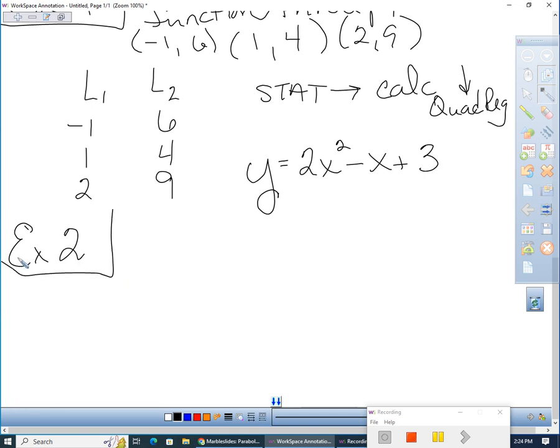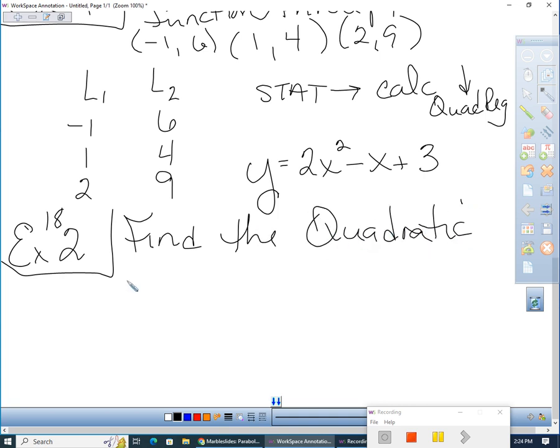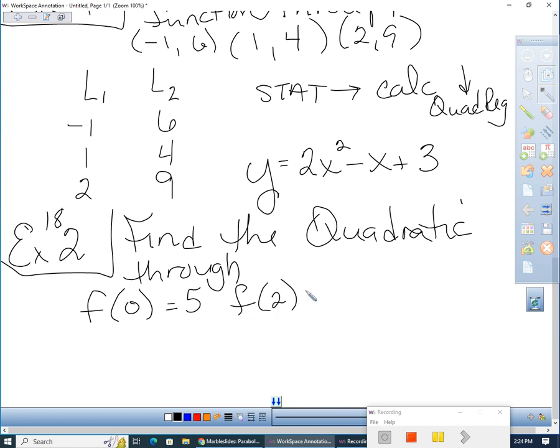I'm going to call this 18 through 20. Again, find the quadratic through. This time it's written like this. F of 0 equals 5. F of 2 equals 3. And F of negative 1 equals 0.